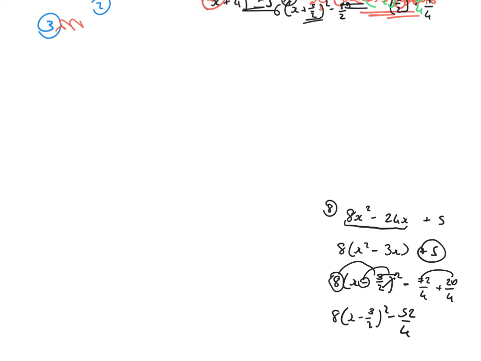Now at that point, it could be tempting to think about simplifying that. I'll just leave it be, but if you think about it, 52 over 4, have a close think about that one. That's a whole number. Because 52 divided by 4 is 13. Final answer, 8 bracket x minus 3 over 2 all squared minus 13.